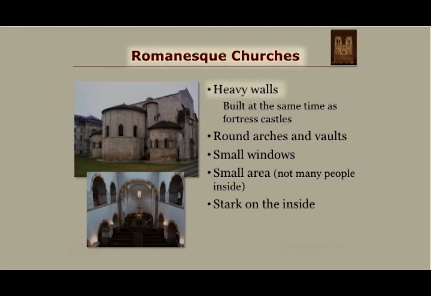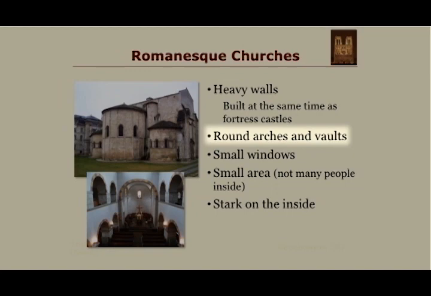Notice that it has heavy walls. Most of these churches were built at the same time as heavy fortresses, and therefore they tended to be like castles in the way that they were built. They also had round arches, Roman, remember, and here you can see the windows have round tops, and inside the arches have round tops. You would not be surprised if you saw these things in ancient Rome.